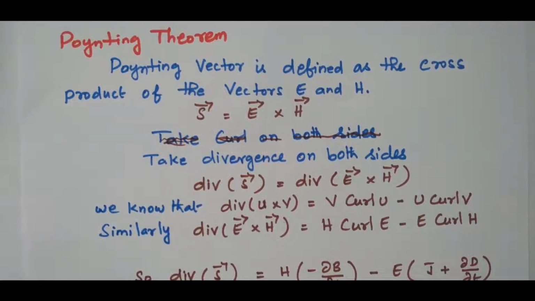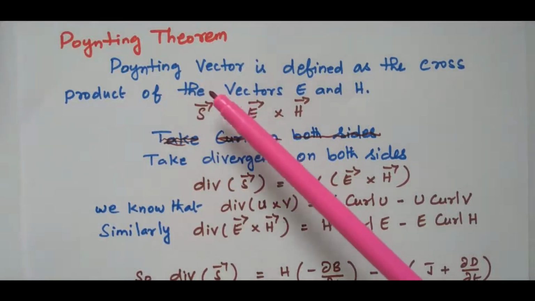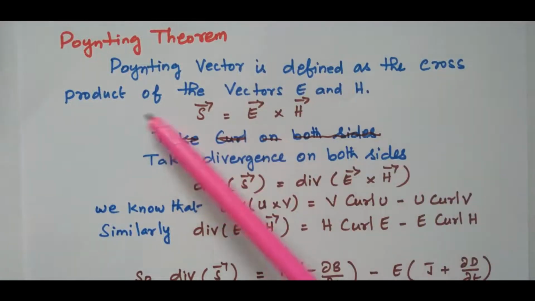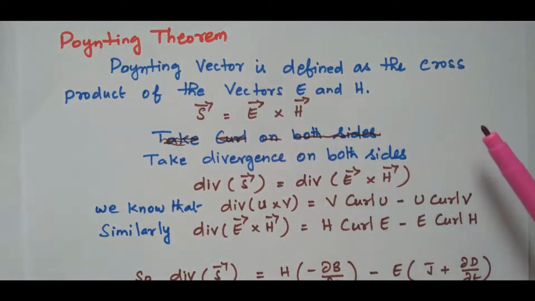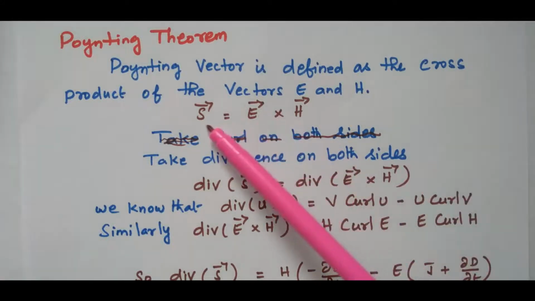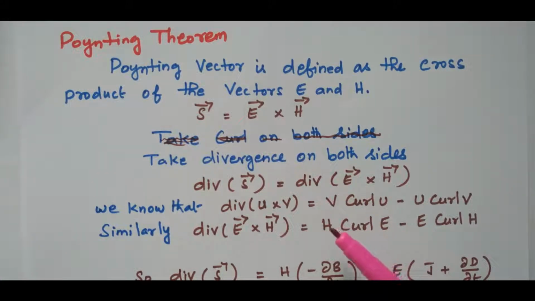For the Poynting theorem, first we'll start with the Poynting vector. The Poynting vector is defined as the cross product of vectors E and H. So S vector equals E vector cross H vector. It is the cross product of electric field intensity and magnetic field intensity. We take the divergence on both sides. So divergence of S vector equals divergence of E vector cross H vector.